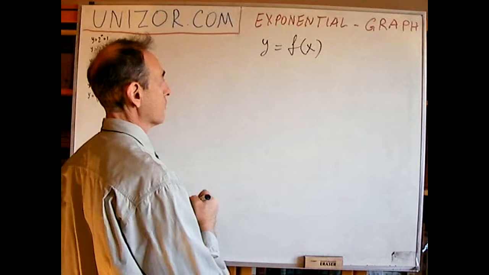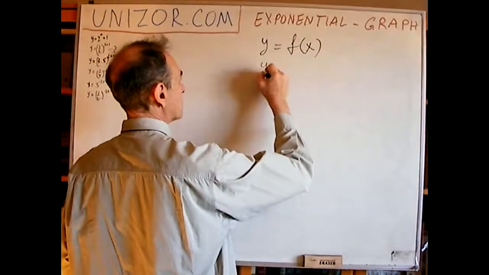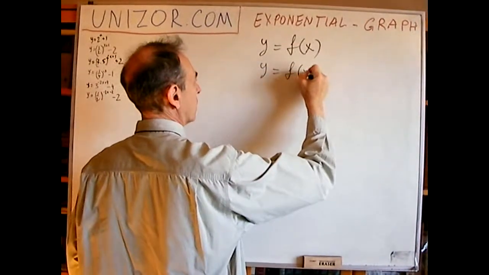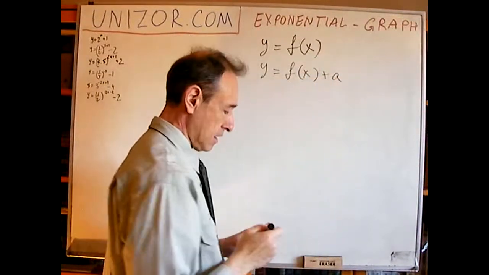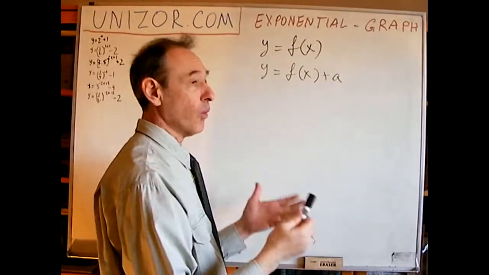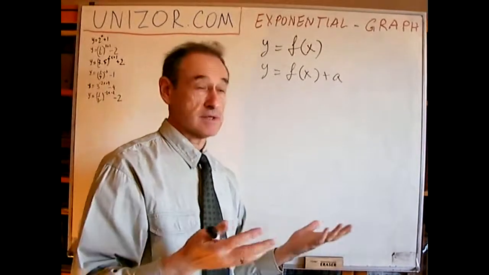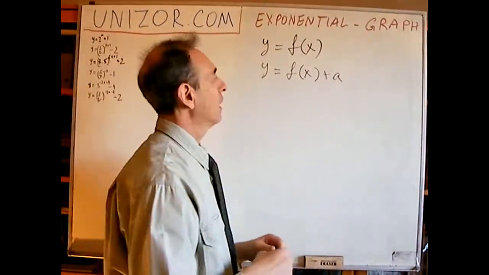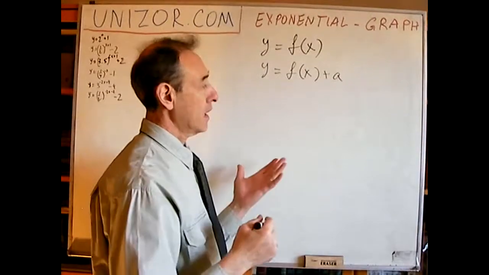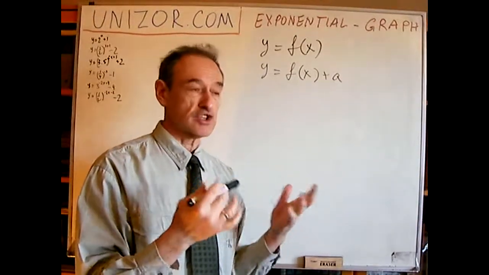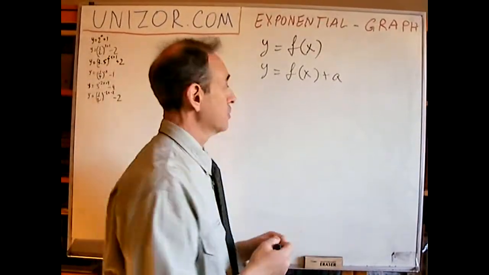Well, the easiest, for instance, is what happens with this graph if I add a to the function. Well, basically the whole graph moves up by a. Well, if a is negative, it's obviously down. And the form and the shape of the graph actually doesn't really change at all.